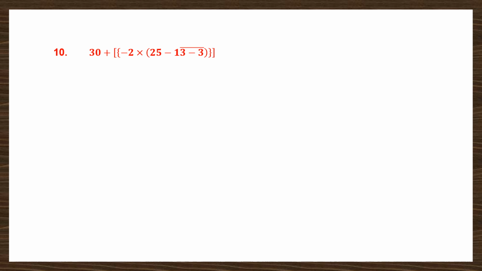Question 10. So once again, let's look for the brackets. We have the square bracket, curly bracket, parenthesis, and the bar bracket. We have all four brackets. So the bar bracket has to be removed first, this one. So let's write everything else. So we have 30 plus square bracket, and then we have curly bracket minus 2 into parenthesis 25 minus, now let's work out what's under the bar bracket. 13 minus 3 is 10. So bar brackets are removed.